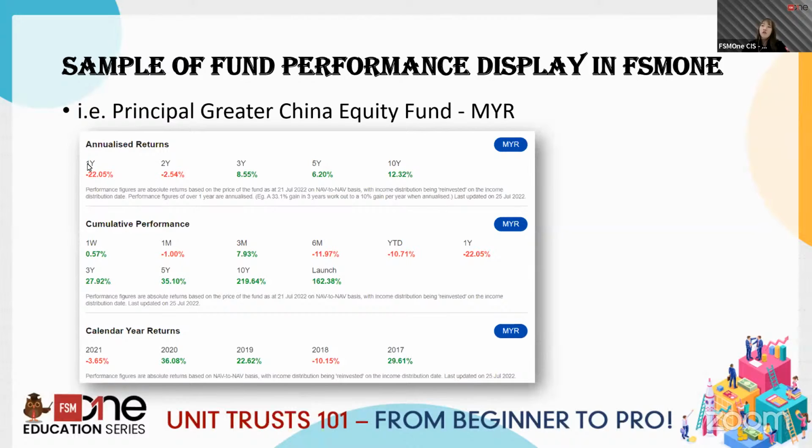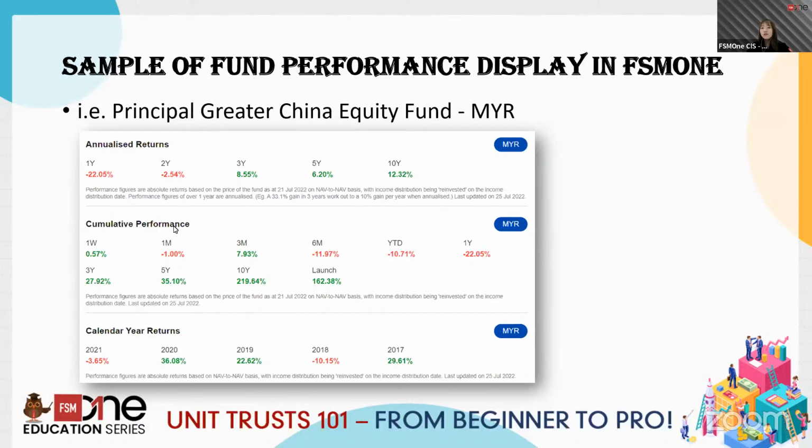So let us focus on the annualized return first. The annualized return is the average return of the fund based on the latest net asset value, which is as of the 21st of July 2022. For example, the table is showing a 3-year return of 8.55% as of 21st of July 2022. It means that this is the average return over the 3 years based on the latest net asset value up to this particular date. Okay, and then the next is cumulative performance.